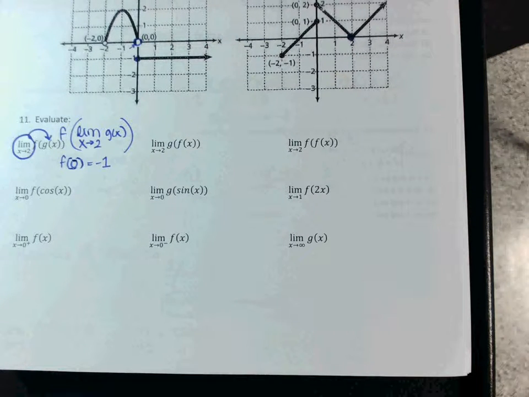The limit only applies to the middle. So you're taking the limit on g. Does the limit exist for g? What do you get? 0, right? And then you're plugging in 0 to f. So at f of 0, the limit goes to the middle function.